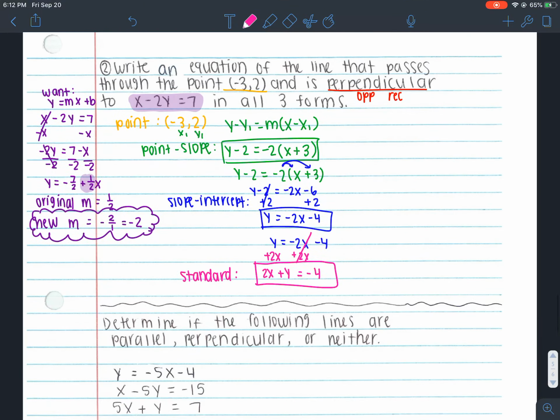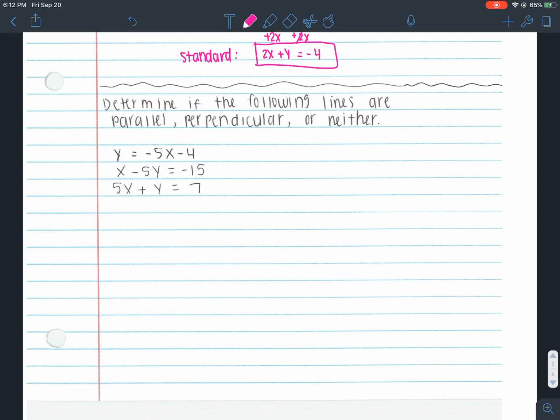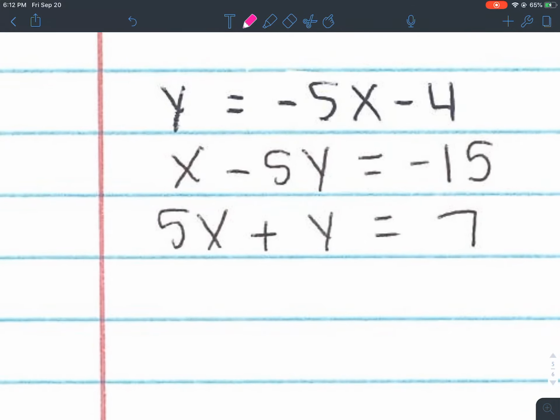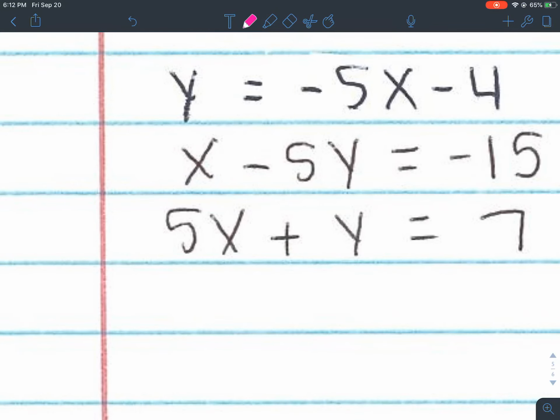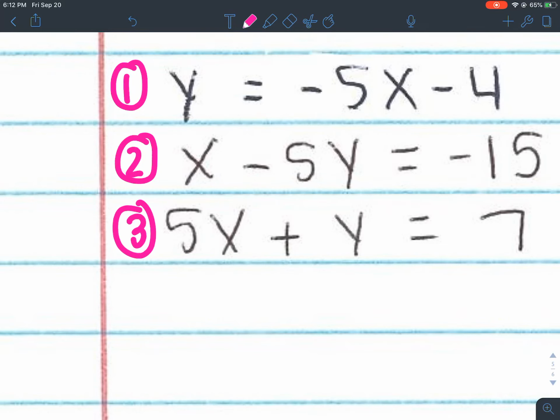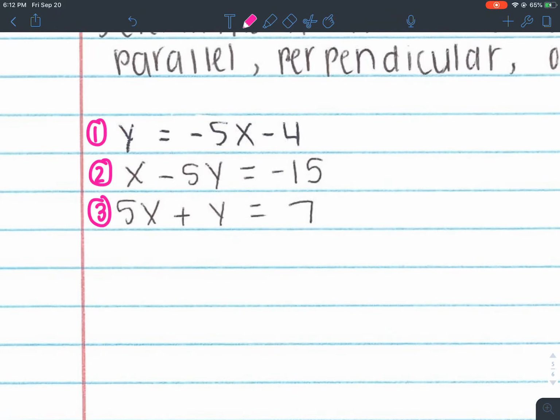All right, so that is writing that. And we have one last problem. Determine if the following lines are parallel, perpendicular, or neither. Now, I'm going to go ahead and number my lines here. The first line, I'm going to number it as number 1. The second one will be number 2. And the third one will be number 3. Okay, so I have 3 lines.